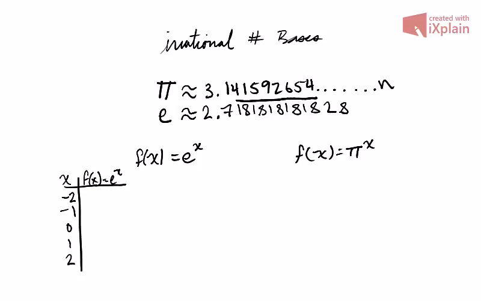So what happens here is I get e to the -2, which becomes 1 over e squared. I get e to the -1, which becomes 1 over e. And I get e to the 0. Anything to the 0 power is always 1. E to the first power is e, and e to the second power is e squared.